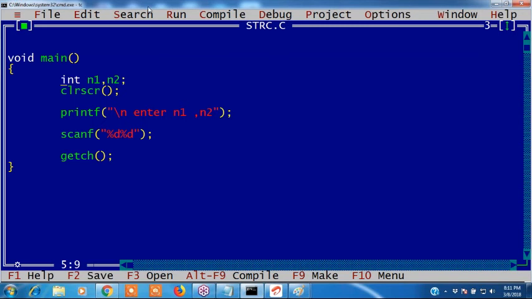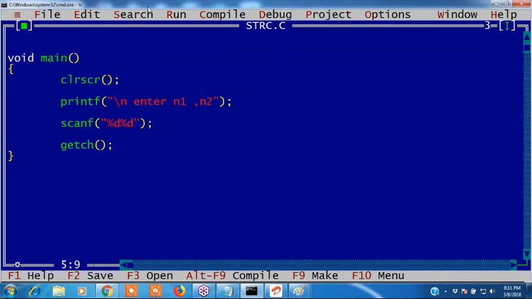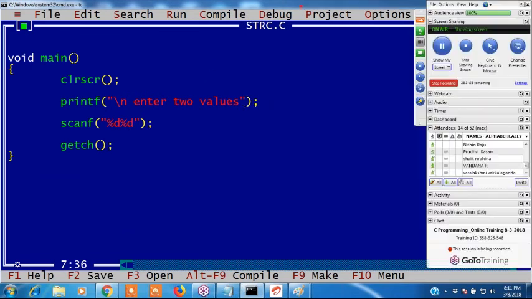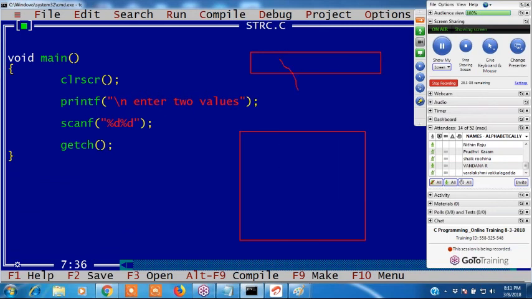Okay, see guys, I did not take any variables here. We are taking scanf. What is scanf? We are reading the values. First enter n1. We want to read two values. If you read two values, first these values stored in the buffer area. Some buffer memory will be allocated. From that memory, those values go to the stack area. After that, these values go to stack area.